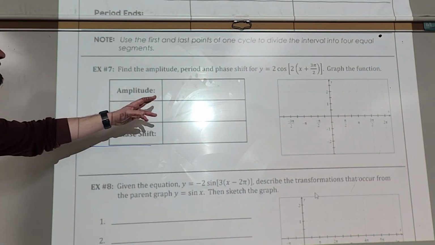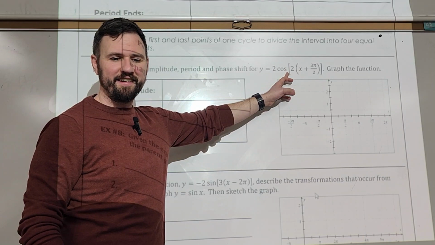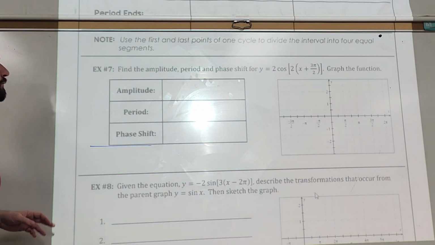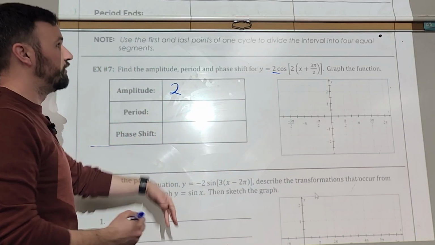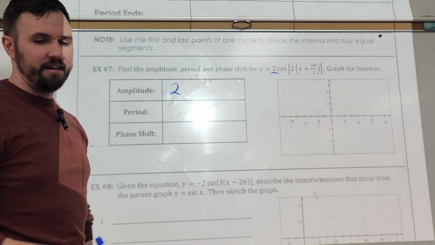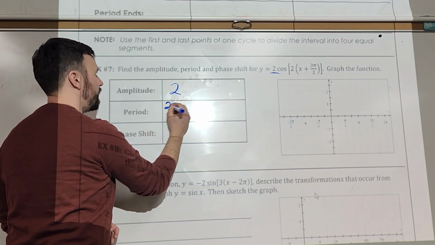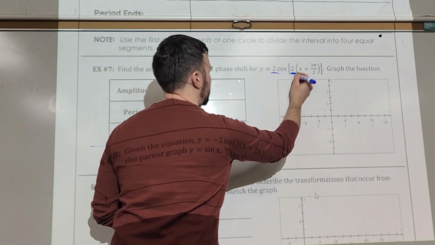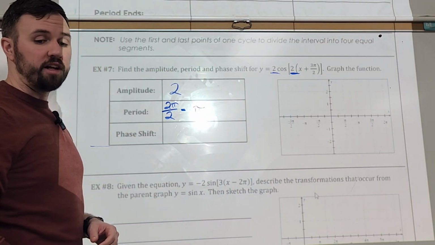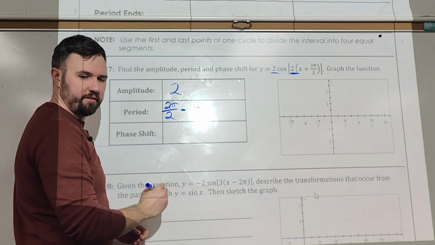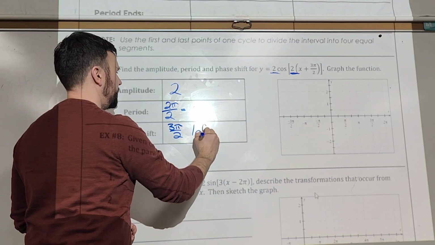All right, look at this. What's my amplitude of this? So let's take it piece by piece. What's my period of this? Yeah, it's 2 pi over 2, right? Which is pi. And what's my phase shift? 3 pi over 2 left.